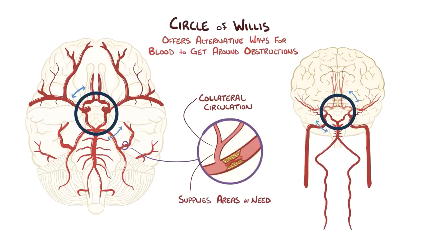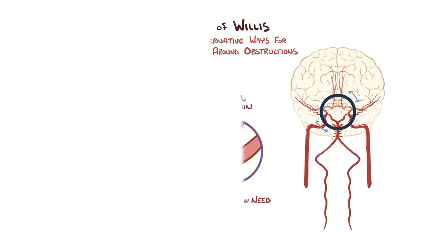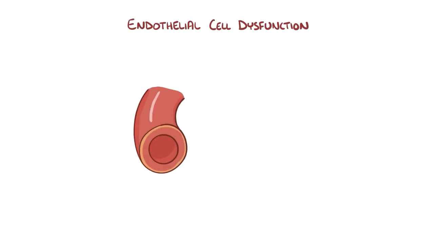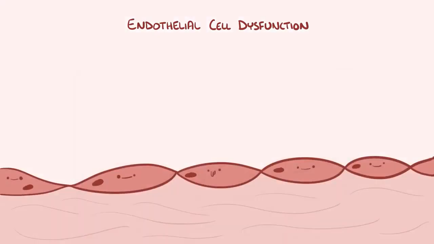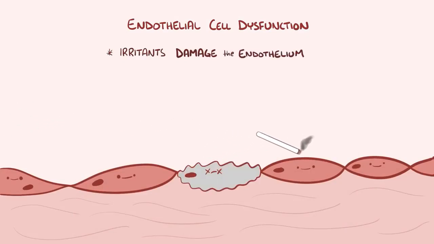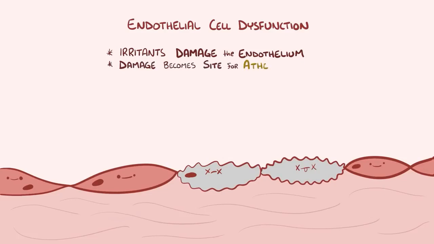There are two main ways an ischemic stroke happens. One mechanism is endothelial cell dysfunction, which is when something irritates or inflames the slippery inner lining of the artery, the tunica intima. One classic irritant is the toxin found in tobacco, which floats around in the blood, damaging the endothelium. That damage becomes a site for atherosclerosis, which is where a plaque forms.